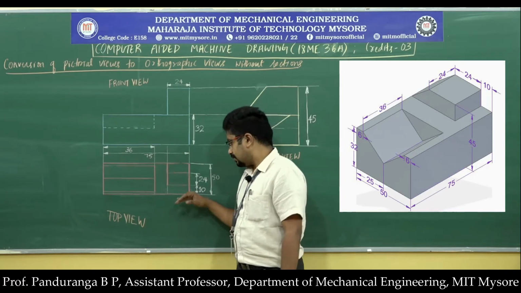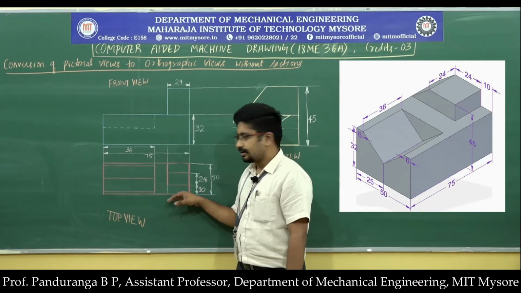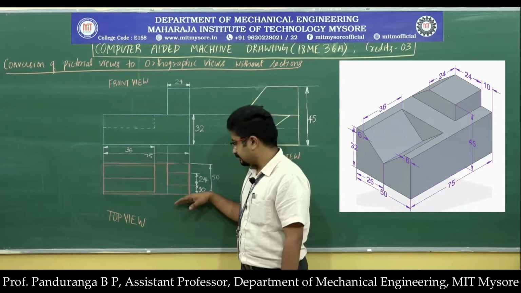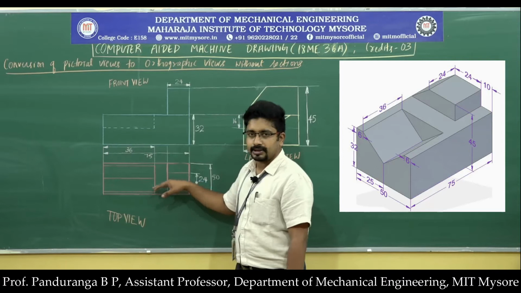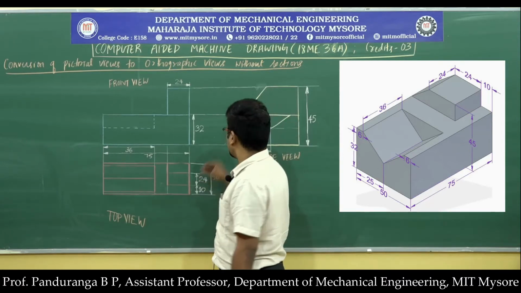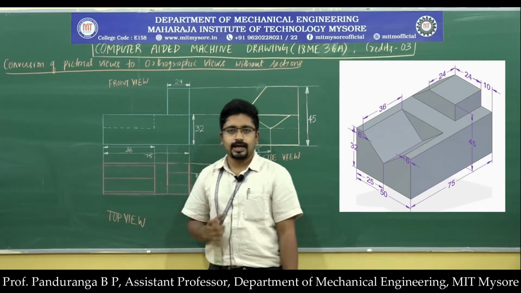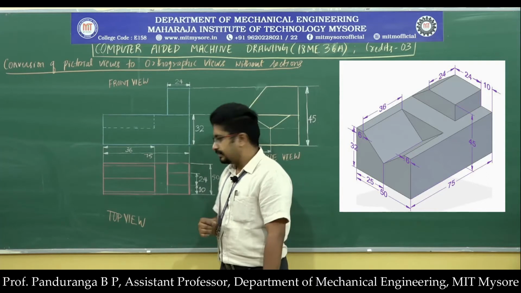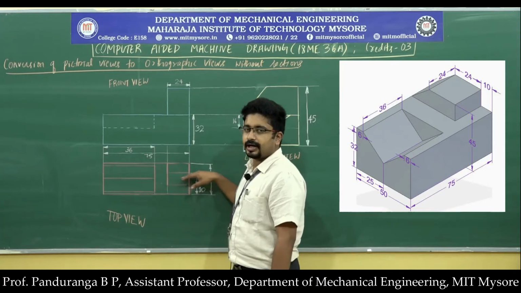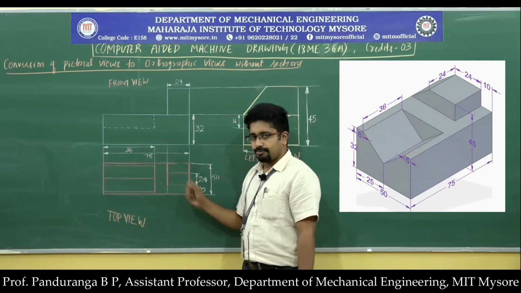Now this dimension is given. From this edge, the top section ends at a distance of 10 millimeter. So from here I'll measure 10 millimeter and then I'll draw a construction line. And then I know that the flat edge of the top section has a dimension of 24 millimeter. From here I'll measure 24 millimeter and I'll draw a horizontal construction line. So this completes the top portion.